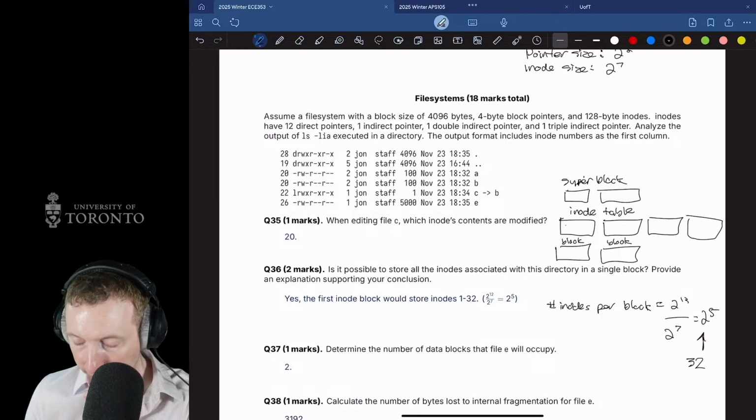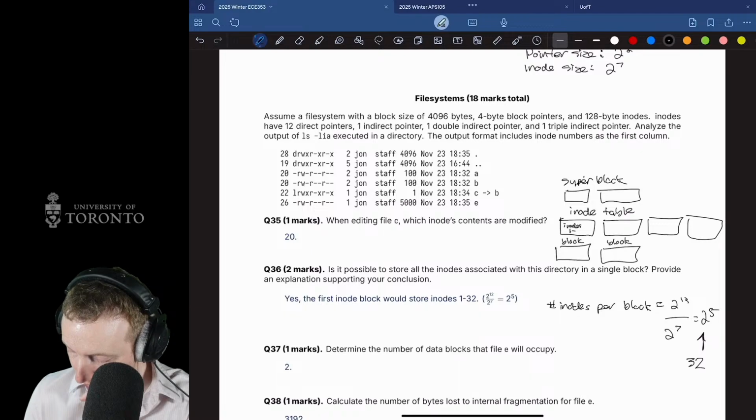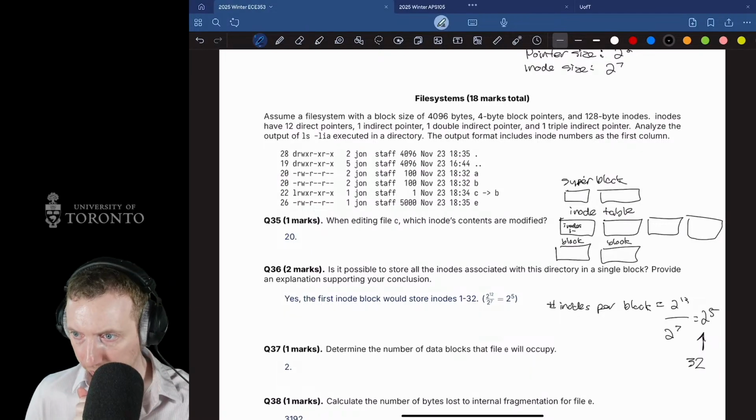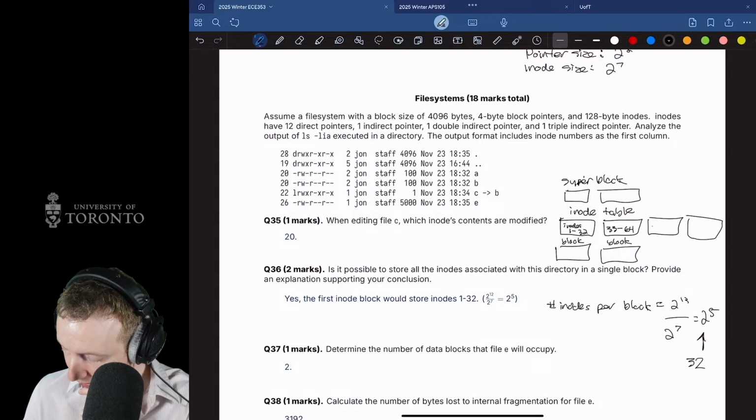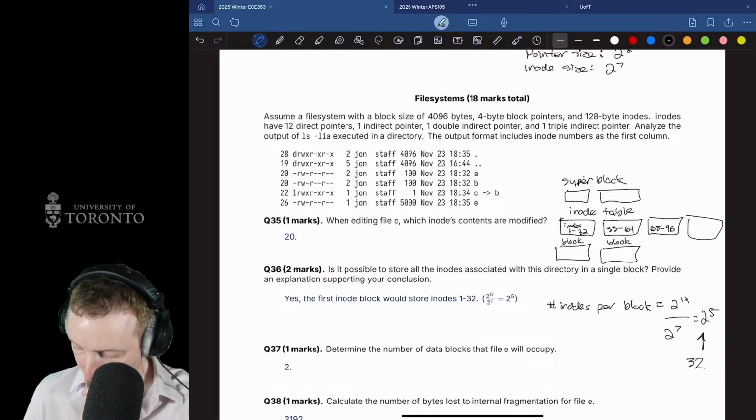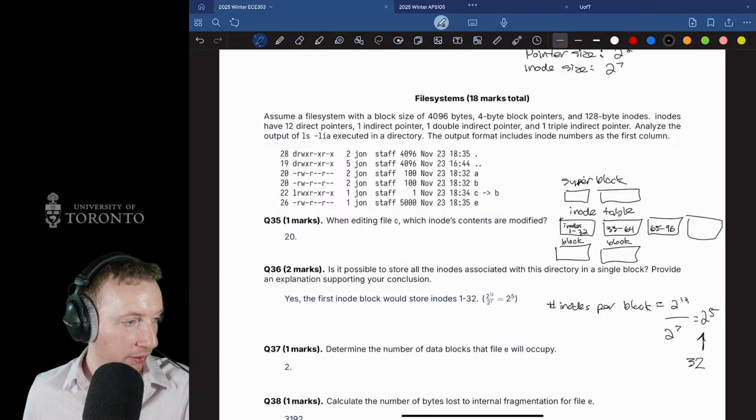So the first block, considering it's just an array, would be inodes 1, because they start at 1. Inode 0 is invalid. So this would be inodes 1 to 32. The next block would store inodes 33 to 64. The next one would store inodes 65 to 96, whatever. So on and so forth.